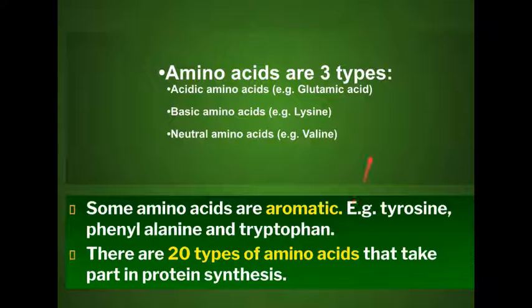The amino acids are generally of three types: acidic, basic, and neutral. An example of acidic would be glutamic acid, basic would be lysine, and neutral will be valine. Some of them can be aromatic, that is, they have a ring structure. These include tyrosine, phenylalanine, and tryptophan. There are a total of 20 amino acids that take part in the synthesis of protein in the human body.